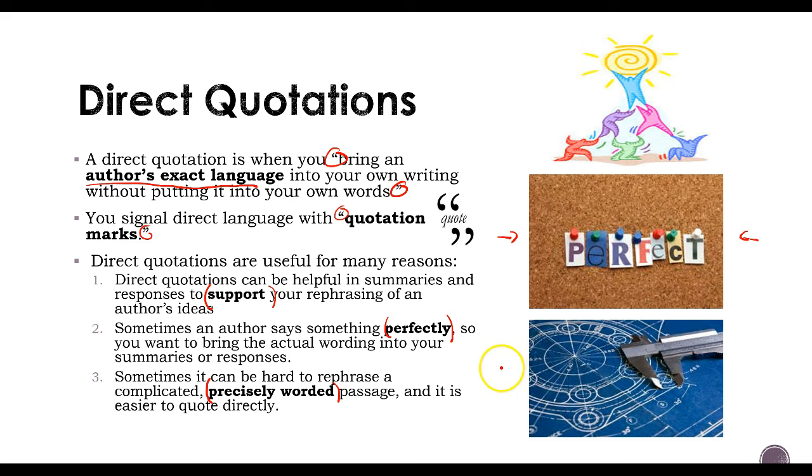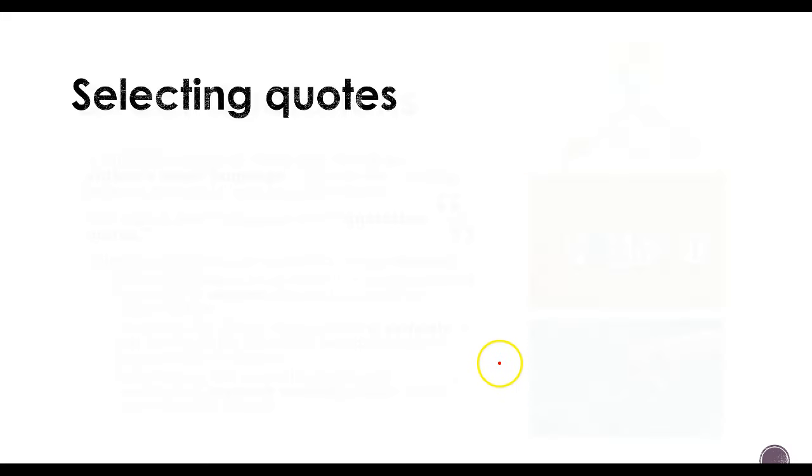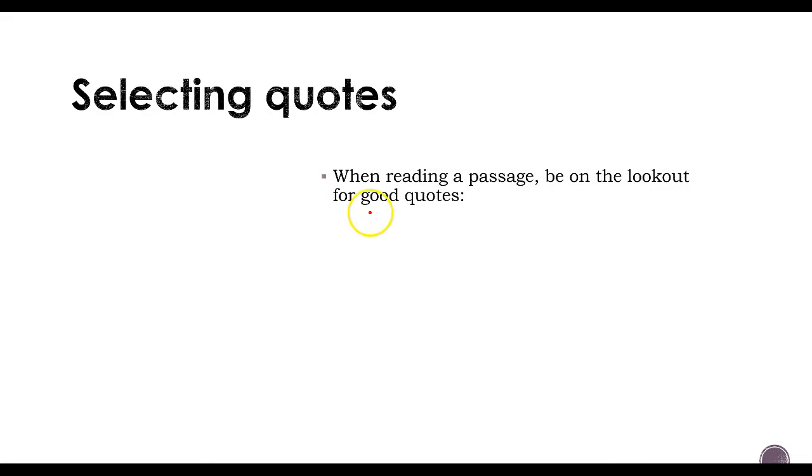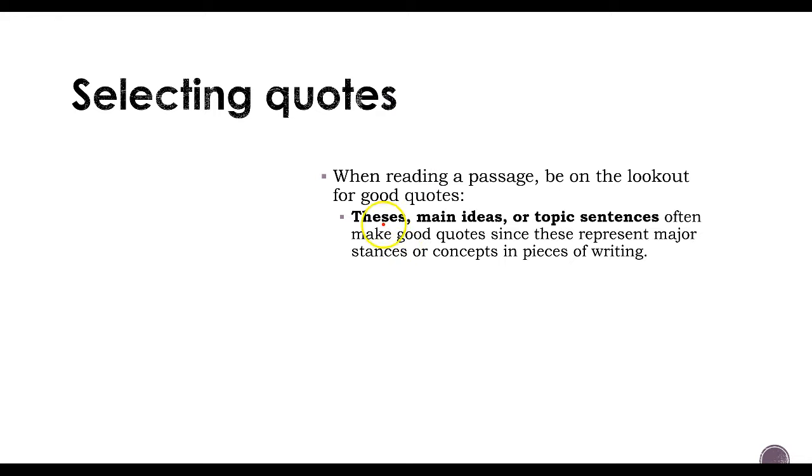You're better off just quoting those things directly. So there are some of the reasons why you want to quote, right? But you also want to be careful about how you select quotes, because not all things make good quotes. Some things do make good quotes, some things do not. Things that make good quotes as a general rule are theses, right? So if you come across a thesis statement anywhere in a piece, that might be a good thing to quote.